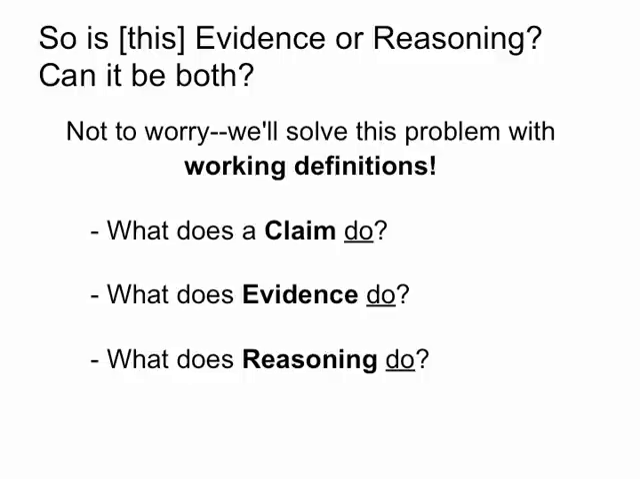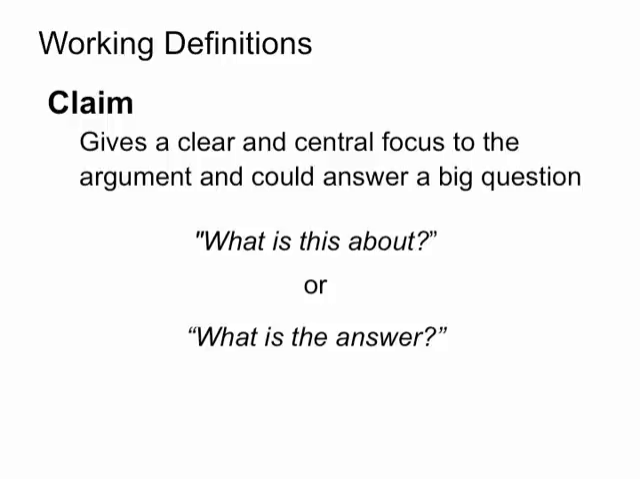Right, so to address this problem, we need to define claim, evidence, and reasoning based on what they do for a student argument. So we want to walk through some of those working definitions at this point. A claim is something that gives a focus to the argument and answers the question, what is this about, or what is the answer to the question? So the claim focuses what comes next.